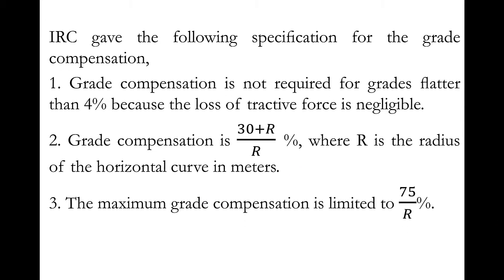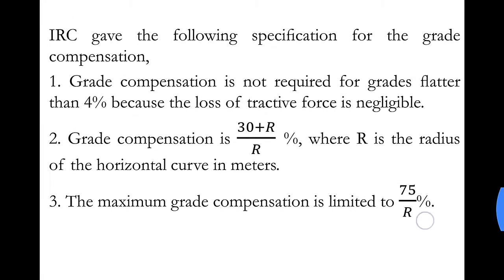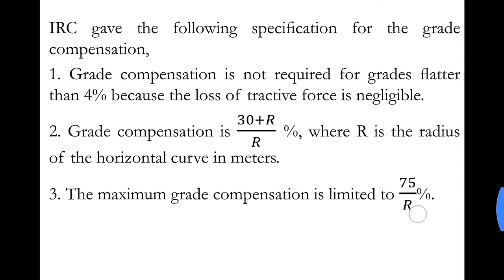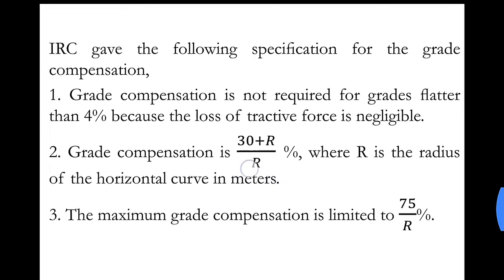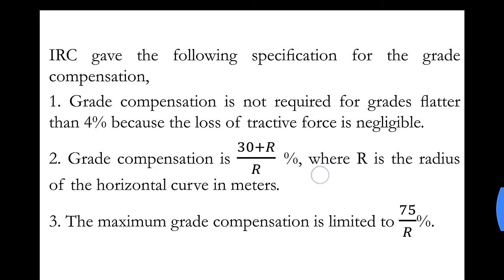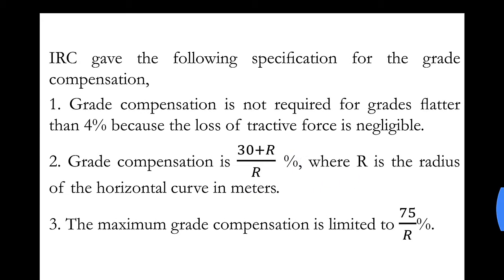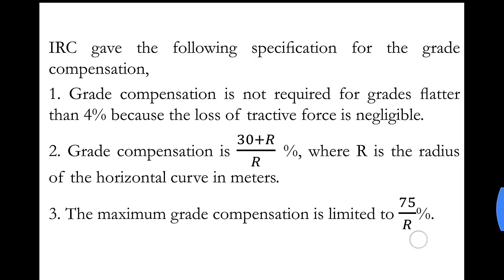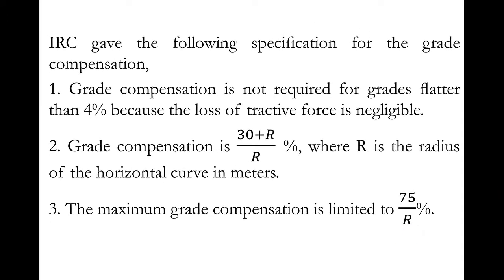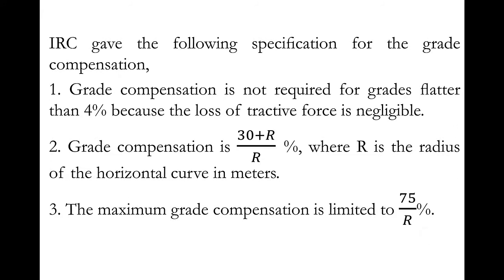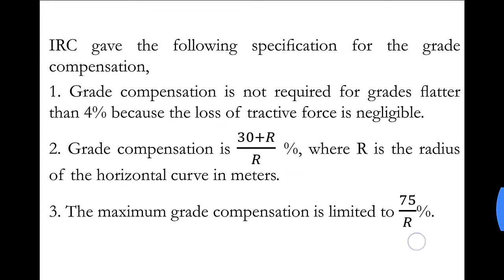And the maximum grade compensation is to be limited to 75/R percent. Assuming that while we are designing, if we get the value of (30 + R)/R as 2.5%, but the maximum grade compensation value, that is 75/R, is 2%, then we need to adopt this value, that is 2%. You getting my point? That maximum grade compensation that can be adopted is 75 divided by R.